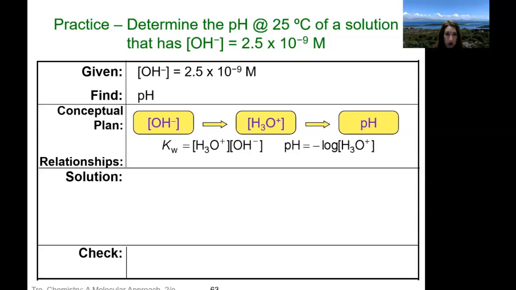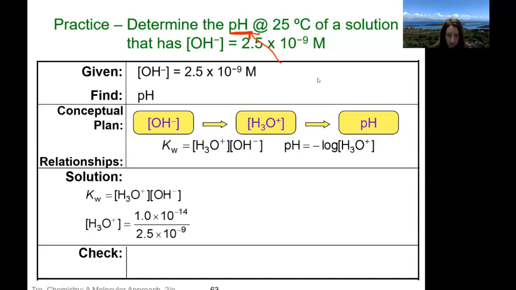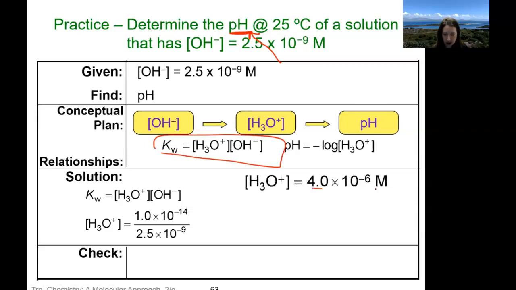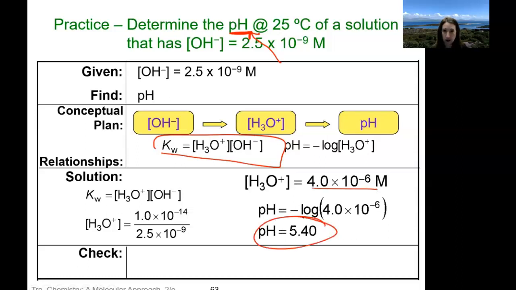Now, again, you could do this doing pOH, which we'll talk about in a second, or you can do it the long way. So remember, when it says pH, it means you need to talk about the hydrogen ion concentration, and that's going to become very important in a little bit. Okay, so we used our Kw, which we did last week, easy peasy. And then we found our H3O plus concentration, took the negative log of that, 5.40, right?